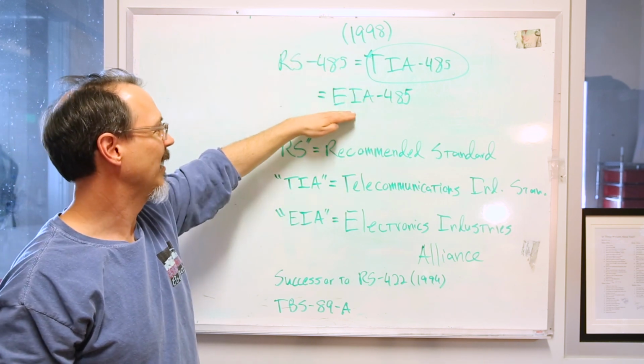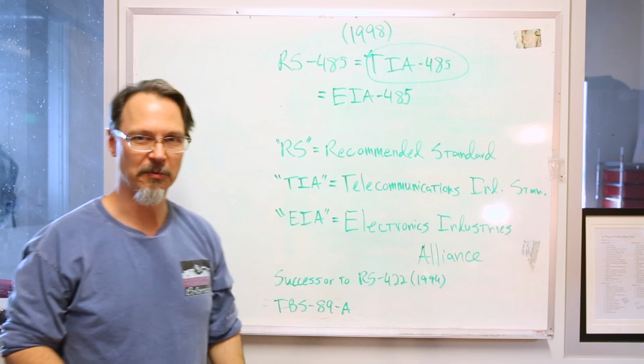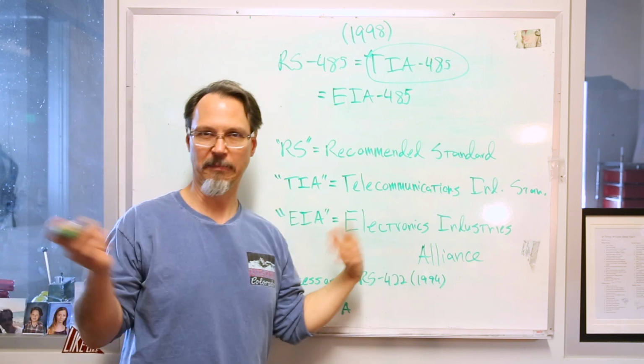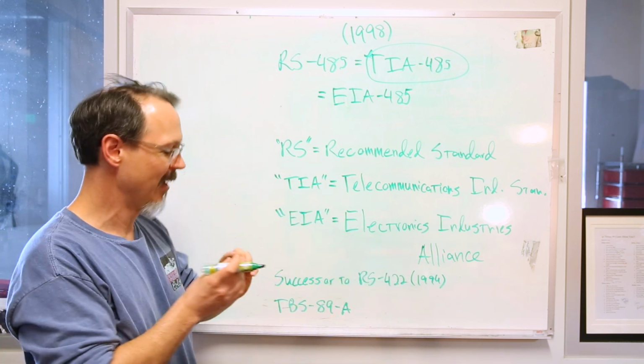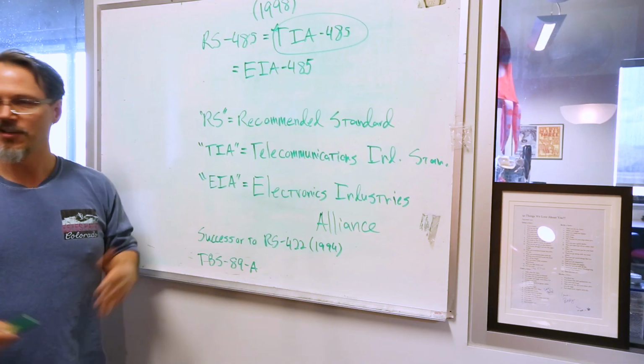Why TIA and not EIA? Apparently there was a great war of the Alliance and the Imperial something in the 90s, and they crushed the EIA. So that's the end of that.